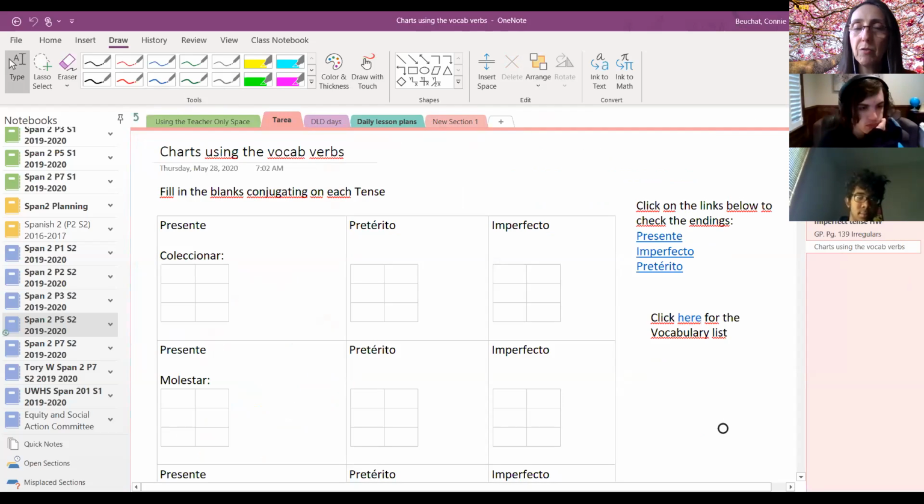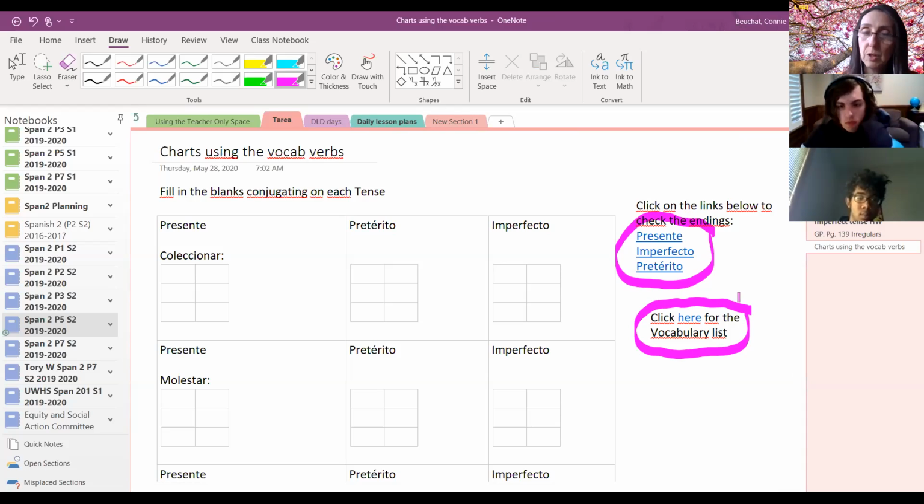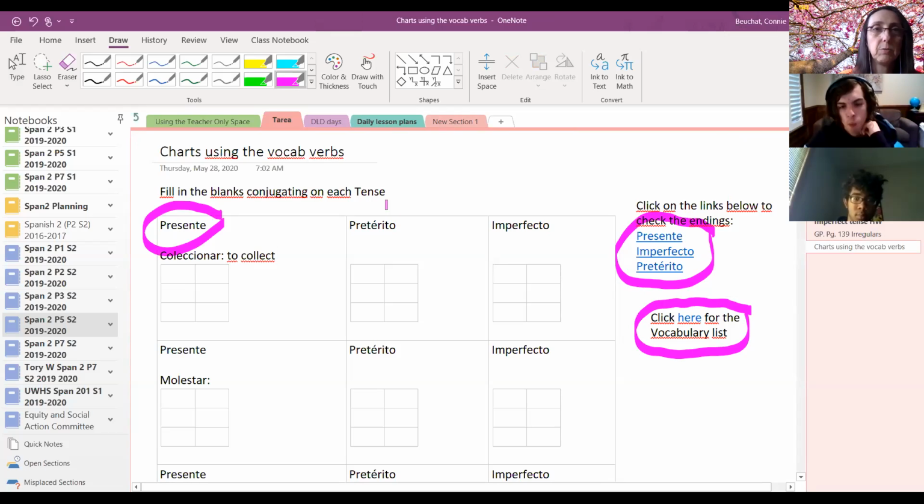So again, I'm providing here these links for you to easily access the endings for the presente, the endings for the imperfecto, endings for the preterite. And also, I'm providing the link to the vocab list, because what you're doing is using the vocab list verbs, you're gonna first of all tell me what it means. I'm gonna give you this one, to collect, right? And then you're gonna fill in the charts. This one is for presente. This one is for pretérito. This one is for imperfecto.